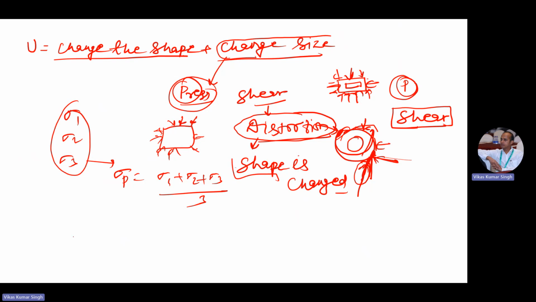So now what energy we were talking, U is having two parts, one is distortion and one is hydrostatic. Distortion is changing the shape, hydrostatic is changing the size. So this energy will cause only size change, and this energy will cause only shape change, and this is purely due to shear, and this is purely due to hydrostatic pressure or hydrostatic stress.